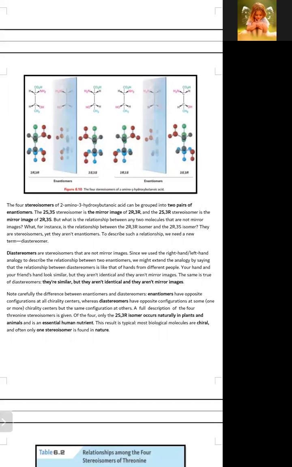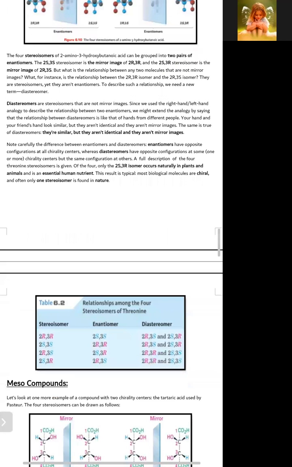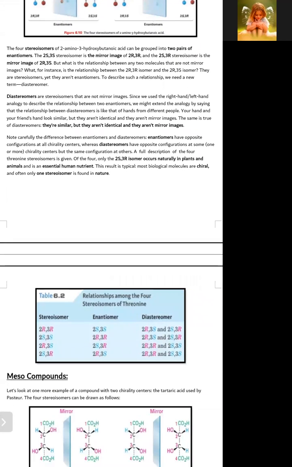For example, in this diagram, we can show that 2R3R and 2S3S are the mirror images of each other, and 2R3S and 2S3R are mirror images of each other. Diastereomers are stereoisomers that are not mirror images. We use the right hand, left hand analogy to describe the relationship between two enantiomers. Diastereomers are similar, but they are not identical and they are not mirror images.